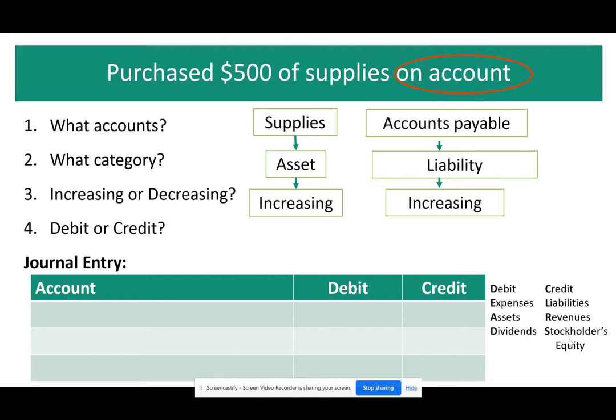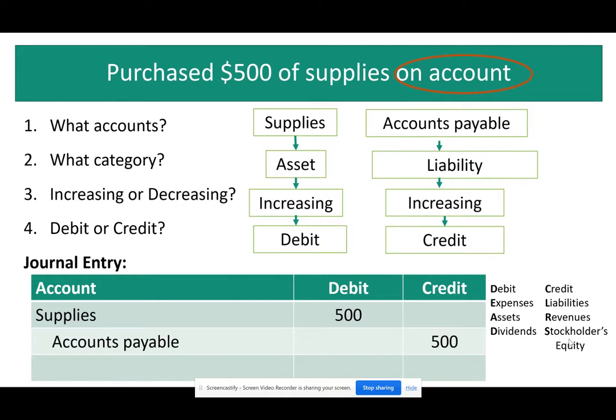And again, now we can use our DEAD CLIC acronym to help us translate those into debits and credits. Assets increase with a debit. Liabilities increase with a credit. And then we can build our journal entry. Debit supplies, credit accounts payable. Remember, the account receiving the debit must always be on the top of the journal entry. The accounts receiving the credits are on the bottom.